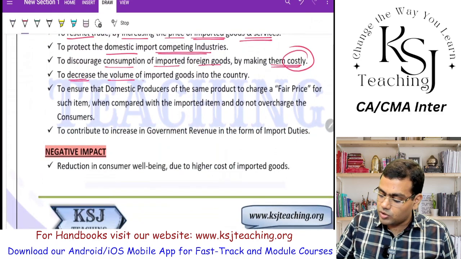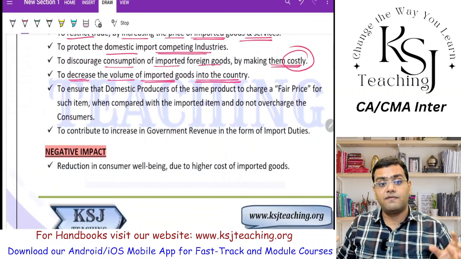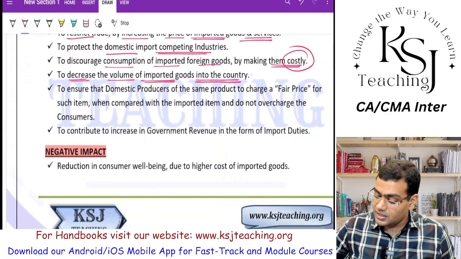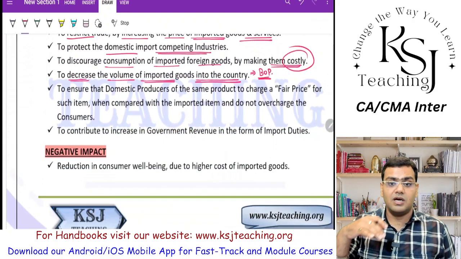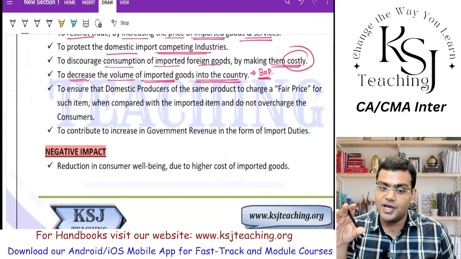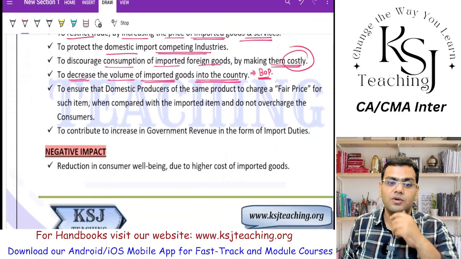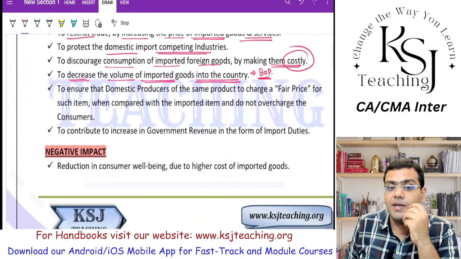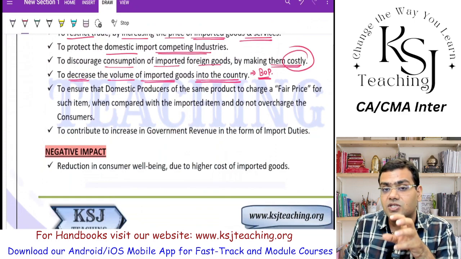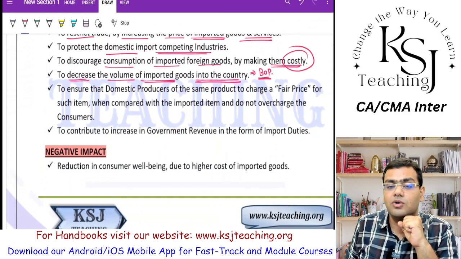To decrease the volume of imported goods into the country, that the number of goods being imported should be decreased. Why, sir? What is another impact of that? Sir, it is directly going to impact your balance of payment, because the more you import, the more you will have to make the payments, right? And the more payments you make, it is going to directly impact your balance of payment account. What is a balance of payment account? That is the exports minus the imports, right? Now if your imports are more, your balance of payment account will keep on going negative, which is very much detrimental to the growth of any economy.